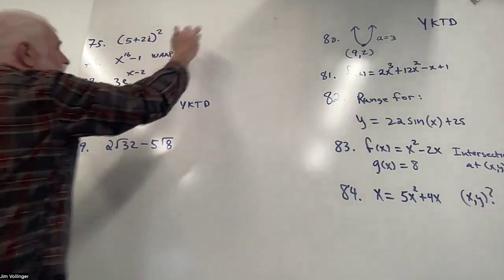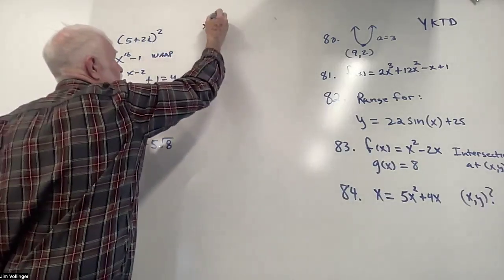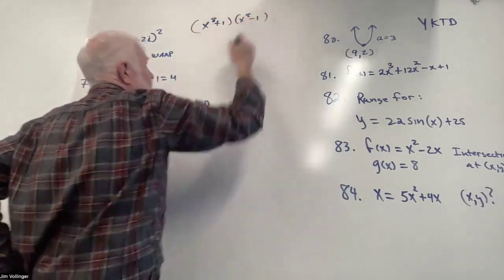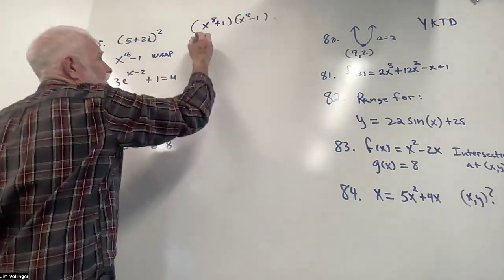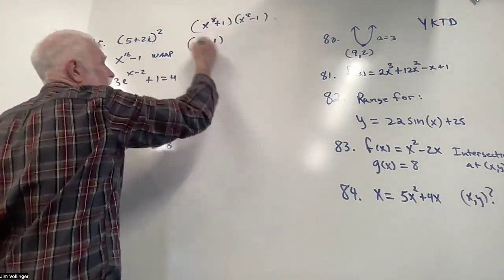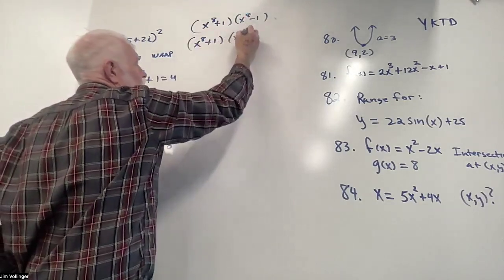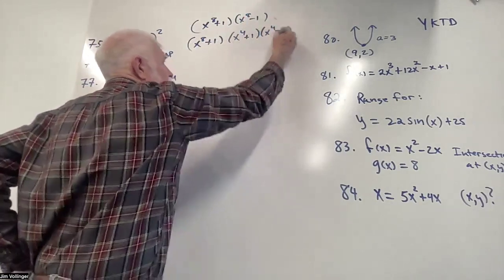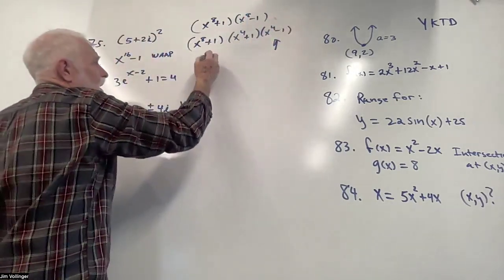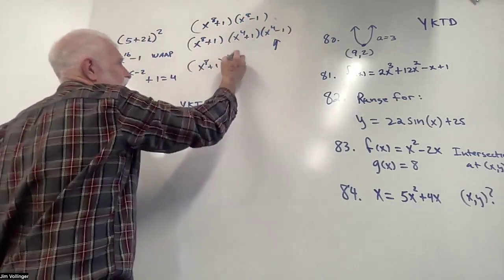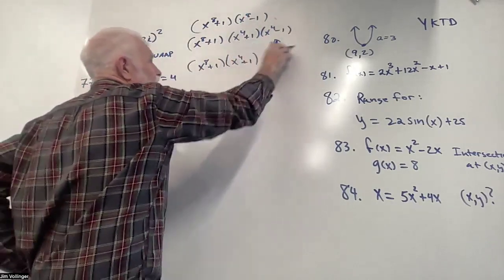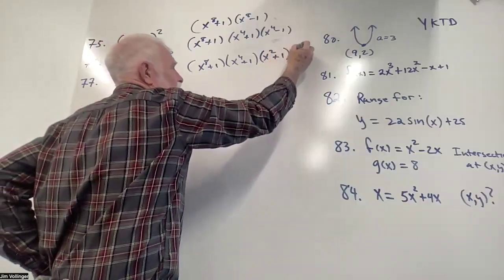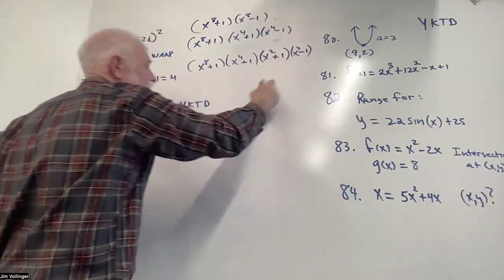Right as a product. Well, that could be a long time here. We got x to the 8 plus 1 times x to the 8 minus 1. Difference of 2 squares. Oh, I see another difference of 2 squares. X to the 8 plus 1 times x to the 4 plus 1 times x to the 4 minus 1. Oh, I spot another difference of 2 squares. I got x to the 8 plus 1 times x to the 4 plus 1 times, oh my God, x squared plus 1 times x squared minus 1. Oh, I got another difference of 2 squares.